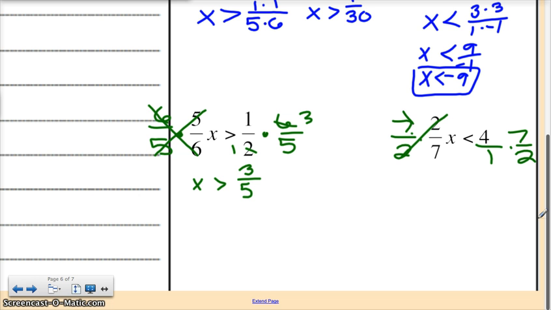Cancel. Cancel. X is less than, look, I can cross simplify. 2 times 7 is 14 over 1 times 1 I don't need to care about. So it would just be X is less than 14. Okay? So that is the conclusion of our lesson.